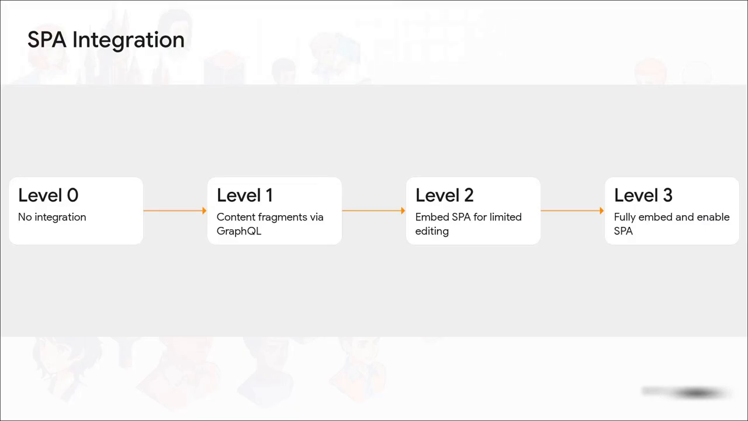Now, one massive use case for these hybrid architectures is the single-page application, or SPA, built on something like React or Angular. AEM actually provides a whole spectrum of integration levels for SPAs. You can have level 1, which is purely headless. AEM is basically just blindly feeding data to the SPA via GraphQL. But AEM also lets you progress to level 2 and level 3, where you actually embed the SPA right into AEM using the SPA editor framework.